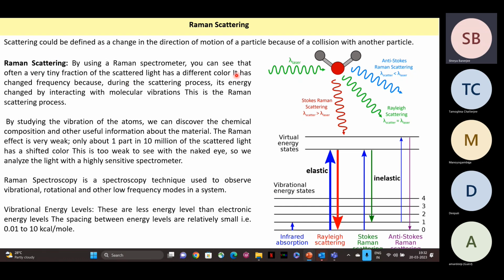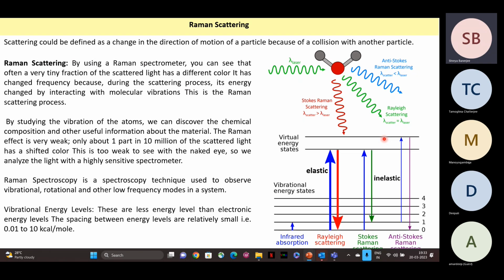So Raman is the first kind of scattering spectroscopy. So far, what we have seen in IR and UV visible is that the molecule is absorbing the energy and then emitting it. But Raman is a kind of scattering spectroscopy where you can see that a small fraction of the scattered light has a different color. So if a certain wavelength is incident, then the emitted wavelength is slightly different. And this difference is caused by the light interacting with the molecular vibrations. And this is Raman scattering.